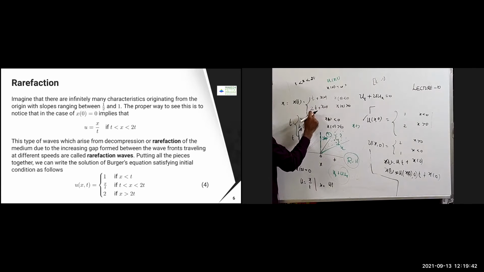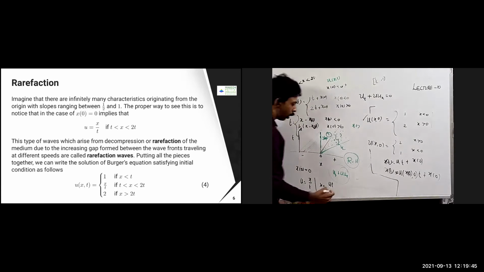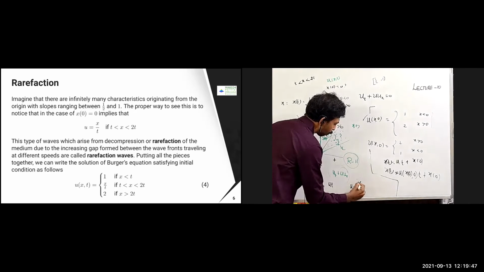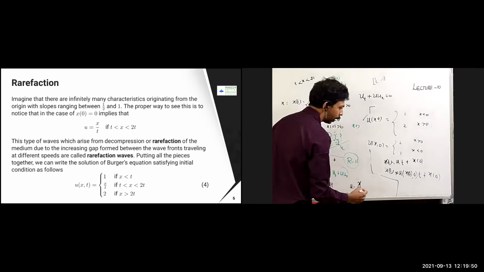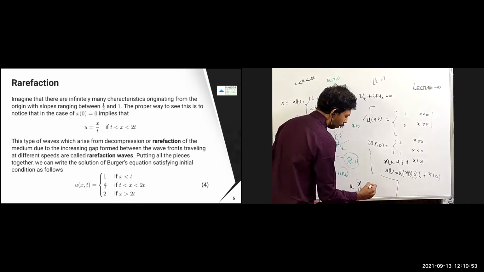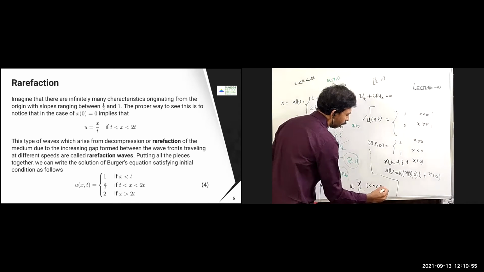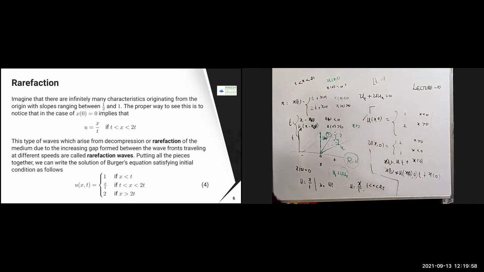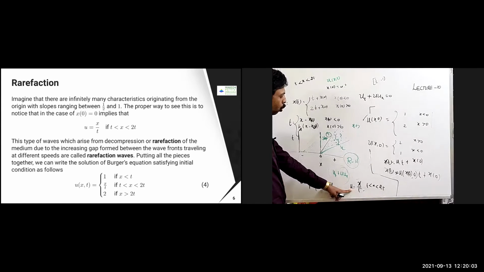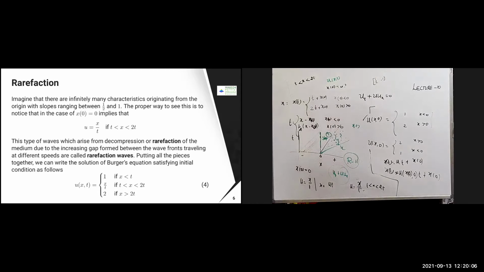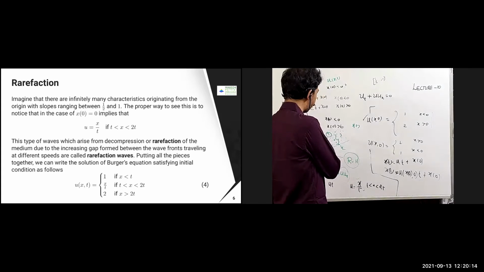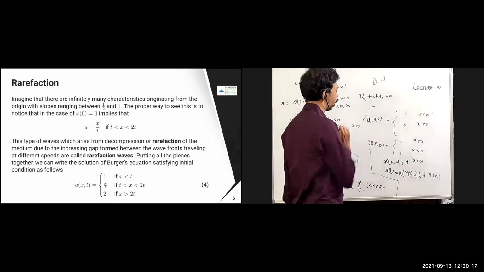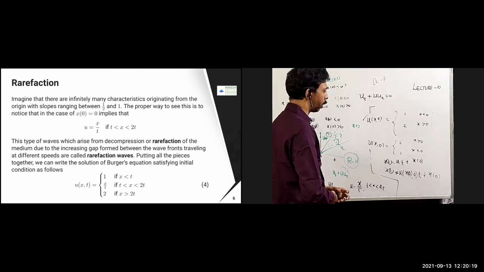x is going to be lying between t and 2t. Therefore, what you are going to have is that your u is going to be x by t, where t is less than x less than 2t. x is lying between t and 2t, so then your u is going to be x by t. So in particular, I can put this together as one solution for u of x comma t, which I will write at the end with the explanation.